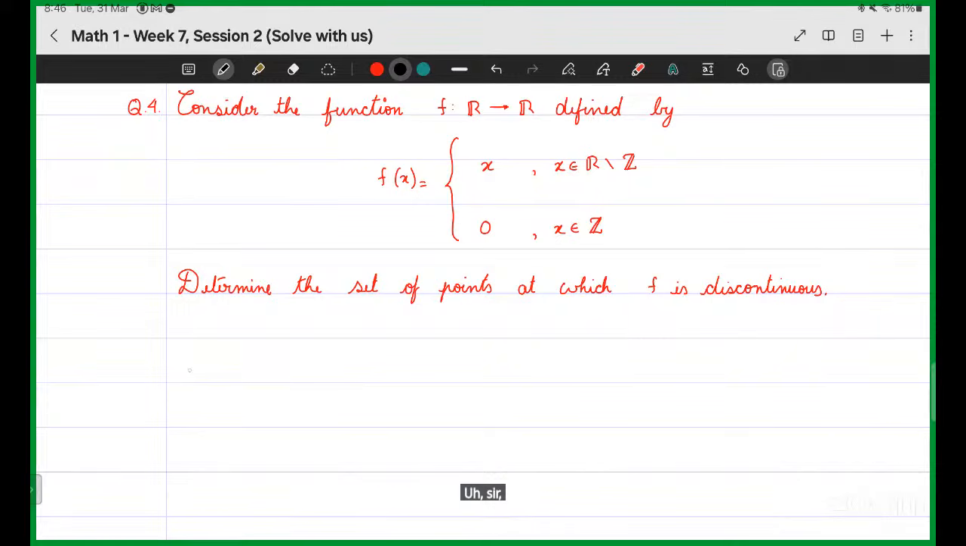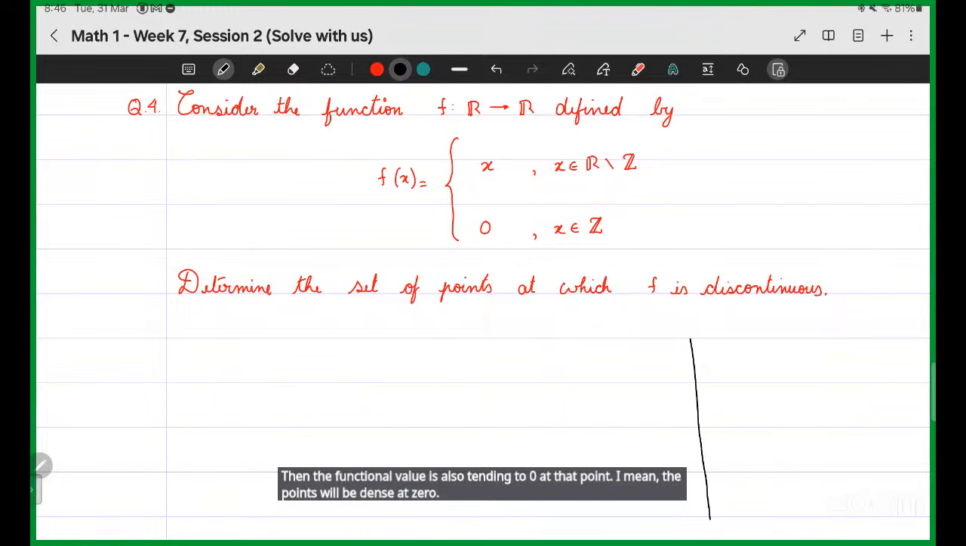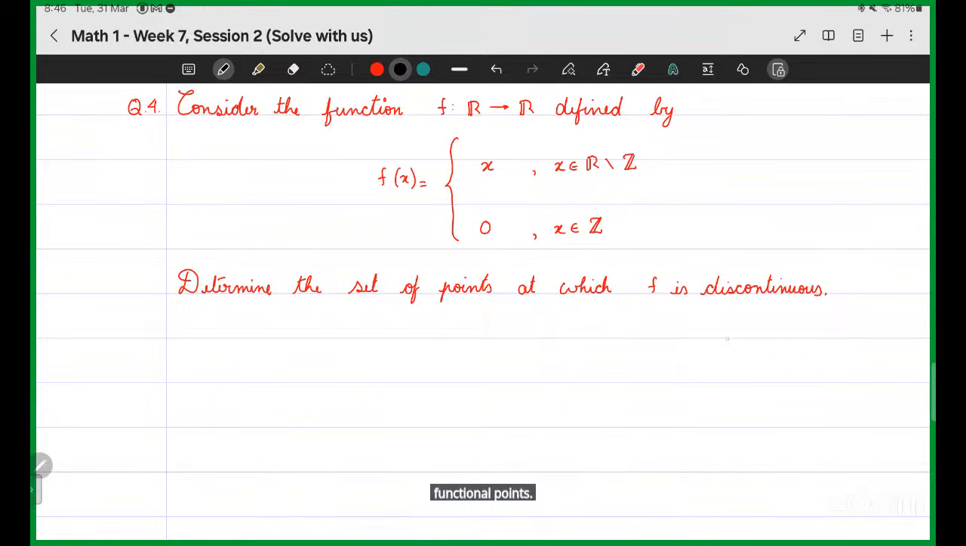Sir, because if we move towards 0, taking a sequence which is tending to 0, then the functional value is also tending to 0 at that point. Right, the points will be dense at 0. There'll be a straight line through 0 itself. In other cases, it is not.